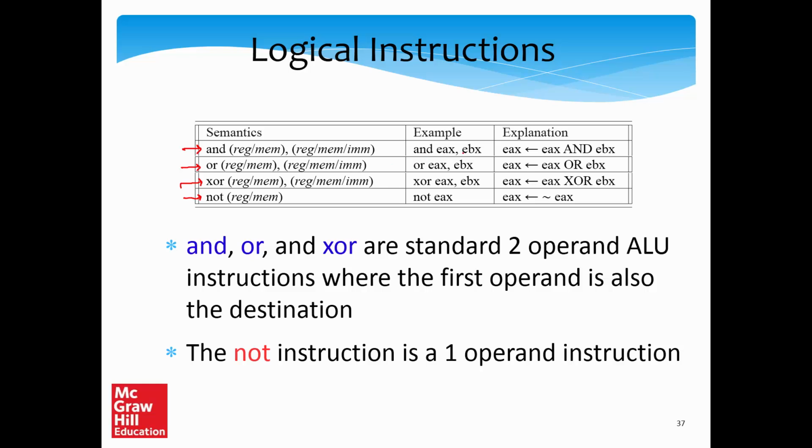The way that they work is very similar. The AND, OR, and XOR instructions work exactly the same way as their arithmetic counterparts such as add and sub work. So the format is exactly the same. The NOT instruction works the same way as INC and DEC and other single source arithmetic instructions. So in this case, NOT of EAX would basically take the value of EAX, compute a bitwise complement, and store it in EAX itself.